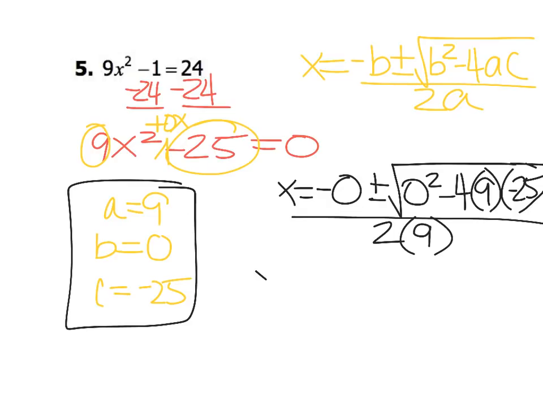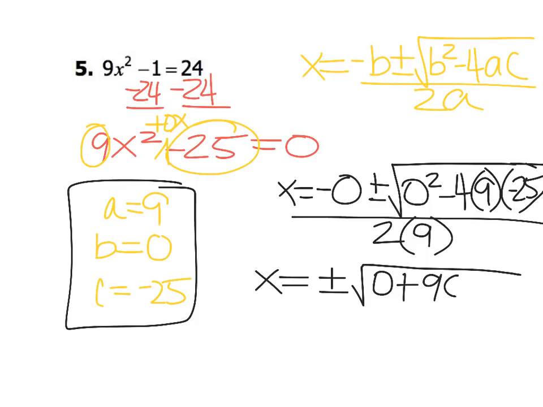All right, so x equals negative 0. We just kind of ignore it. All right, goes away. Plus or minus the square root of 0 minus. Now, 4 times 9 gives us 36. 36 times 25 gives us 900, all right, and that would be negative 900. So 0 minus the negative 900 would be plus 900, all over 18.